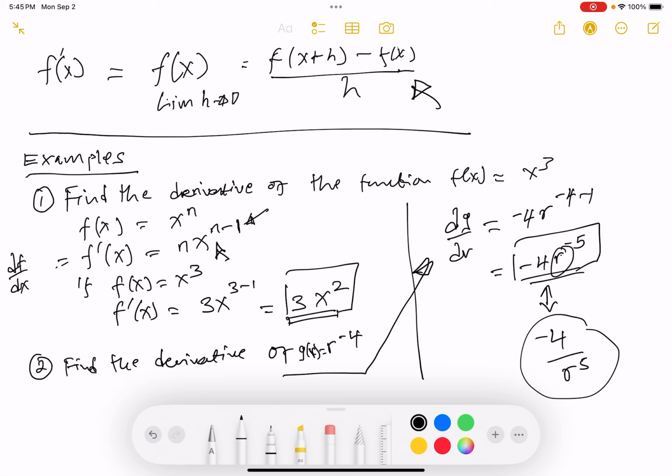In the next video, I'll be giving more examples about finding derivatives of functions. But in those videos, we'll be using examples that relate to what is called the product rule and the quotient rule.